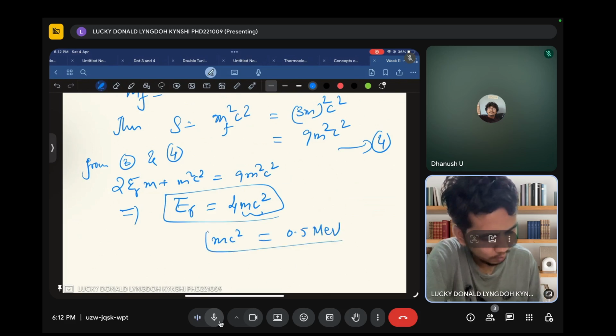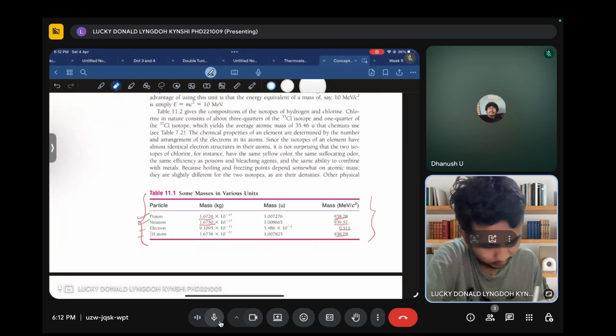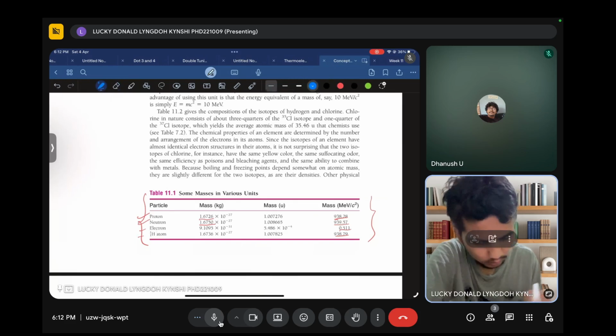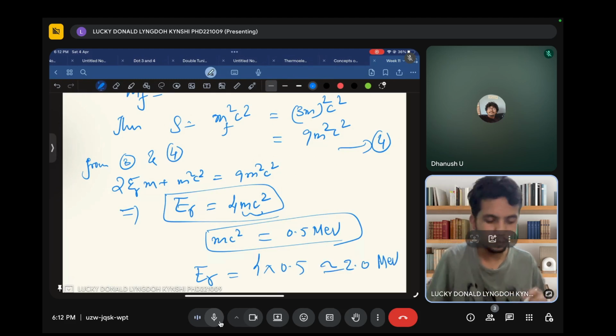I think you still remember this from the concepts of modern physics. The electron rest energy is 0.5 MeV. So if you substitute, you get E gamma equal to 4 into 0.5, which is approximately 2.0 MeV. So the minimum amount of energy for a photon to generate an electron and positron is approximately 2 MeV in this case.